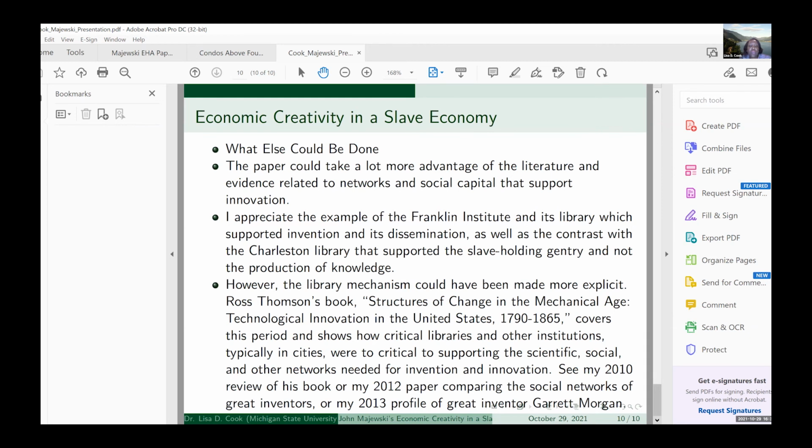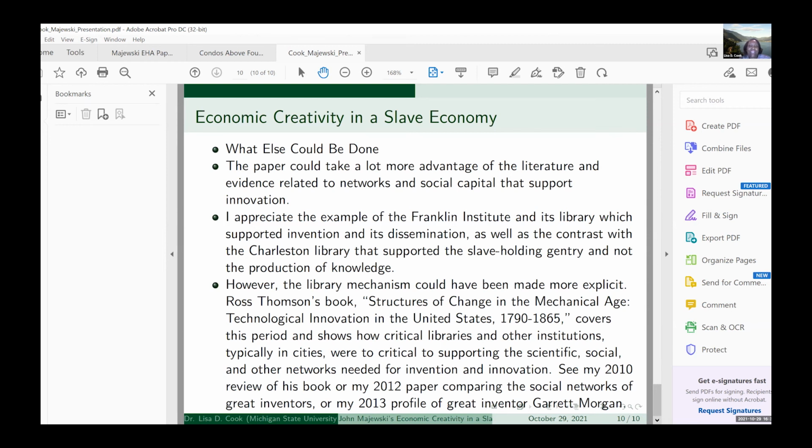For example, Ross Thompson's book, Structures of Change in the Mechanical Age, Technological Innovation in the U.S. 1790 to 1865, covers this period and shows how critical libraries and other institutions, typically in cities, were to supporting the scientific, social, and other networks needed for invention and innovation. You can see my 2010 review of this book or my 2012 paper comparing the social networks of great inventors, or my 2013 profile of great inventor Garrett Morgan.